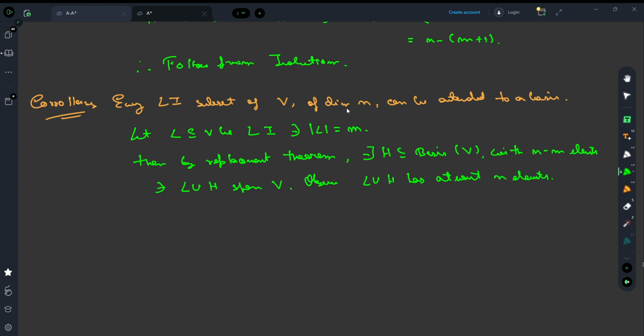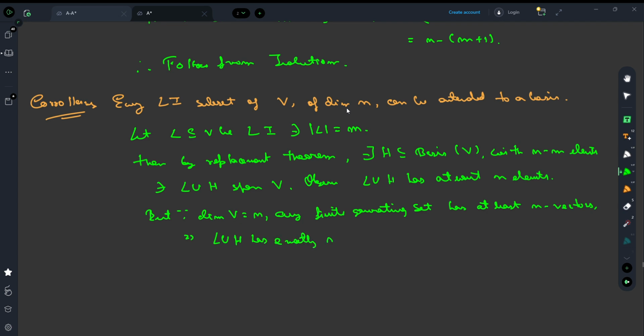But we know that in a finite dimensional vector space, a finite generating set contains at least n vectors when the dimension of the vector space V is n. So any finite generating set has at least n vectors. So L union H is a finite generating set which has at most n elements. But since it's a finite generating set of a finite dimensional vector space, it has at least n vectors.